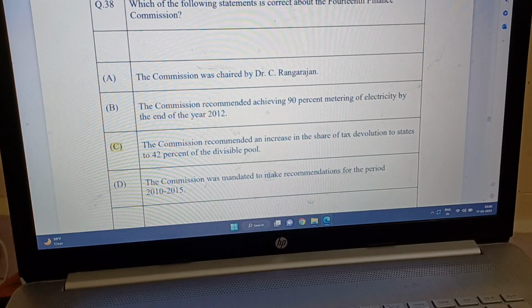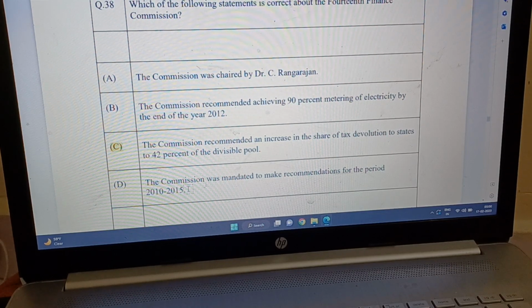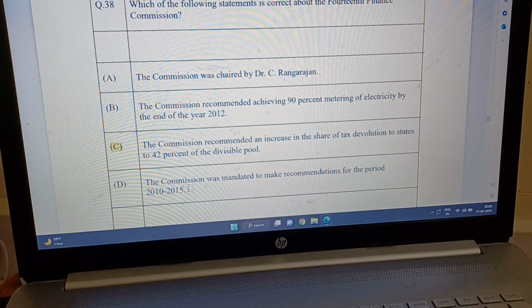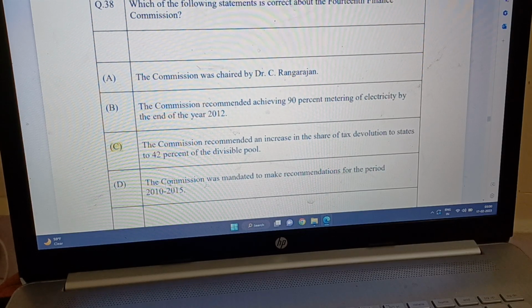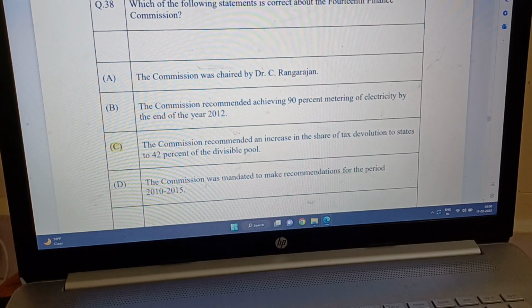Then, the commission was mandated to make recommendations for the period 2010-15. No, since this 14th commission was founded in 2015, this one is not correct. It cannot make recommendations for a backdated period. All it will make are recommendations that will be implemented only after it. So D is also not the correct answer. Only C is the correct answer.